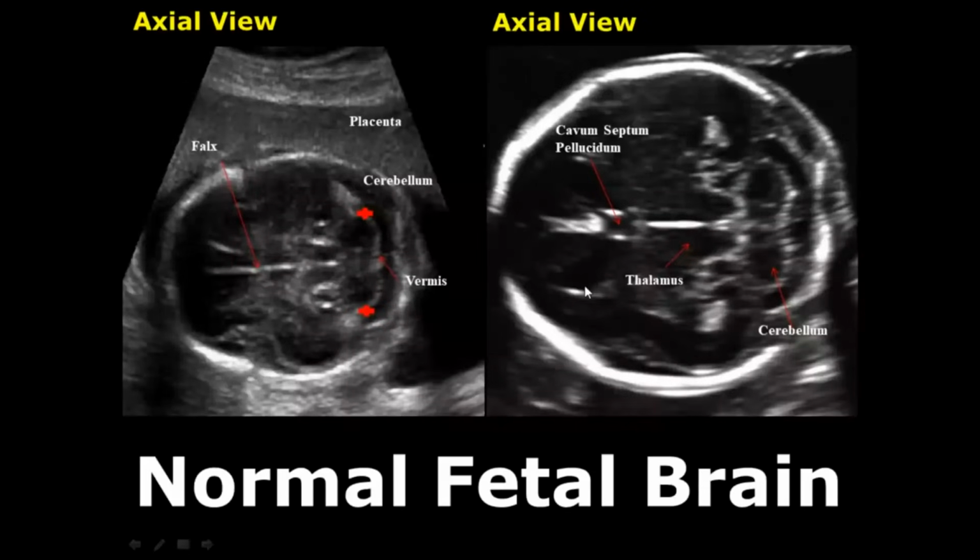Today we will compare the images of fetal brain. These are axial images. This right here is the skull bone. This hyperechoic line is the falx cerebri.